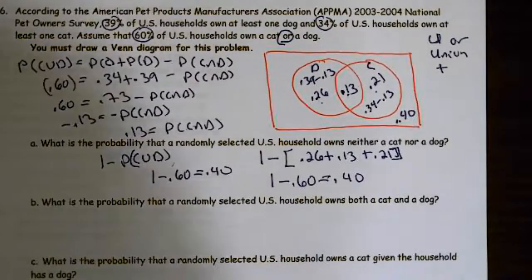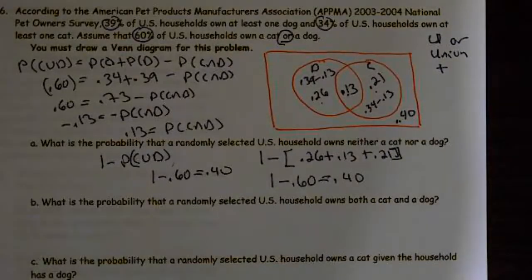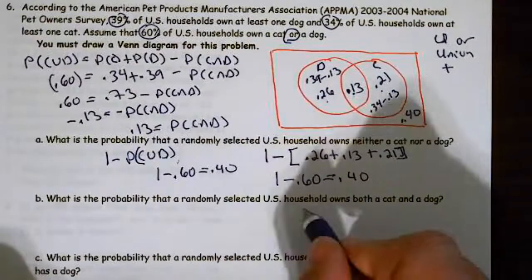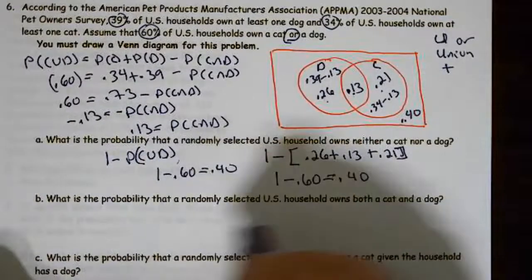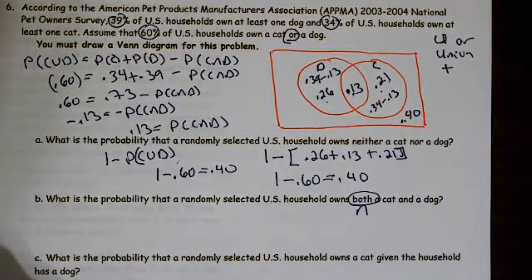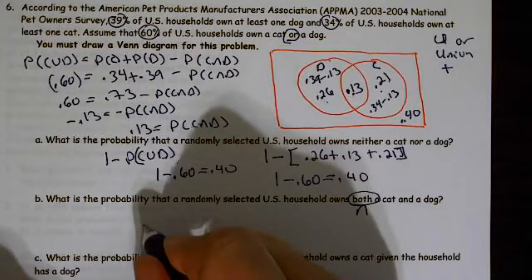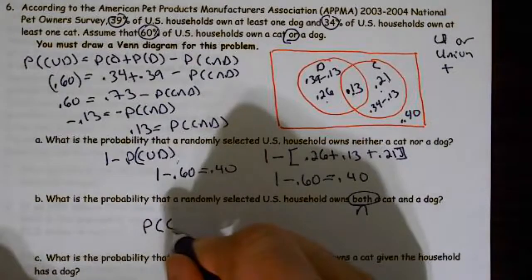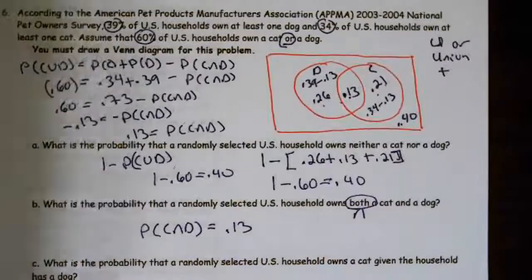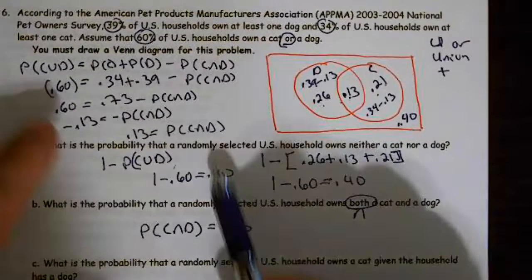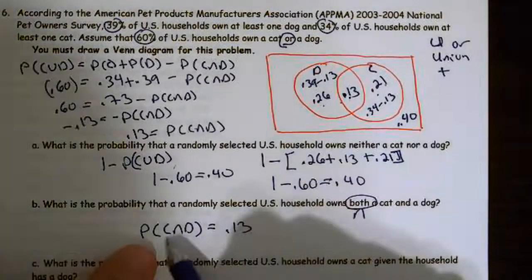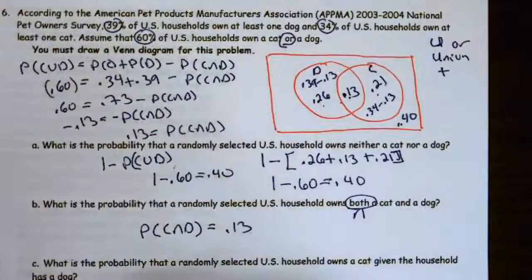All right. So the next thing is, what is the probability that a randomly selected U.S. household owns both? So here's the word that we're looking for. Both. Both means the intersection. They're looking for the overlap. I can just look here and go, all right, they're looking for cat and dog because they're looking for both. Probability of cat and dog equals 0.13. I've already shown my work. I don't need to go back and redo it. I did the work up here. Okay, so there's my work. As long as I state my answer, probability of the intersection equals 0.13, we're good to go.